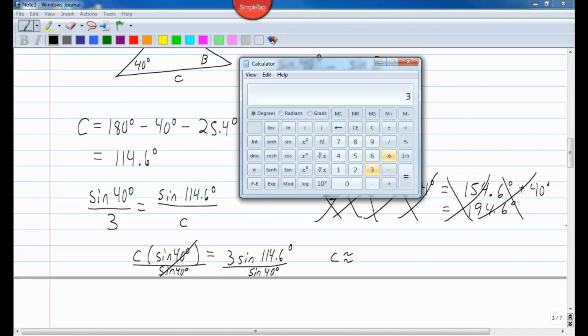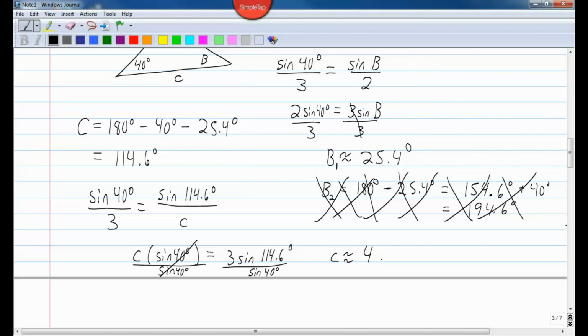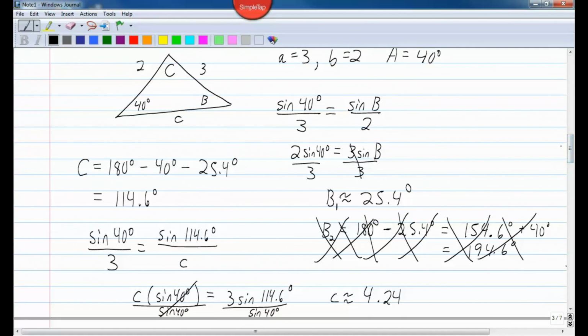So I say 3 times 114.6 sine equals divided by 40 sine equals. So side C is about 4.24. And we've solved for all of the angles and all of the sides of that triangle.